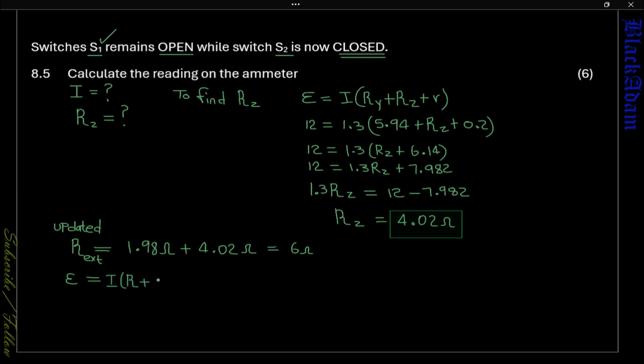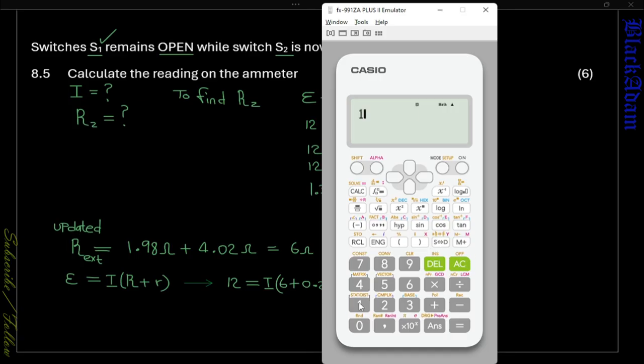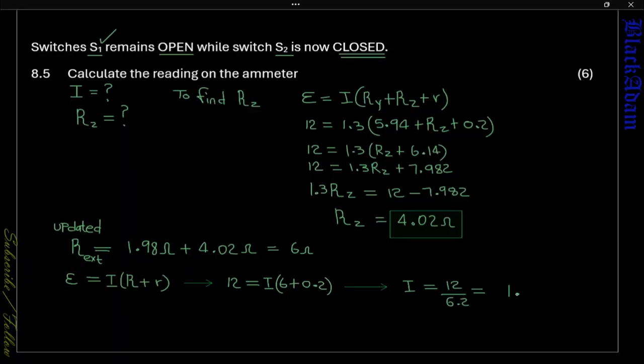So we're going back to the electromotive force equation. We substitute 12 volts for the EMF, and the current is unknown. So that is 6 plus 0.2, that's 6.2 I. So now the current is going to be 12 divided by 6.2, which gives us 1.94 ampere. And that's our final answer.